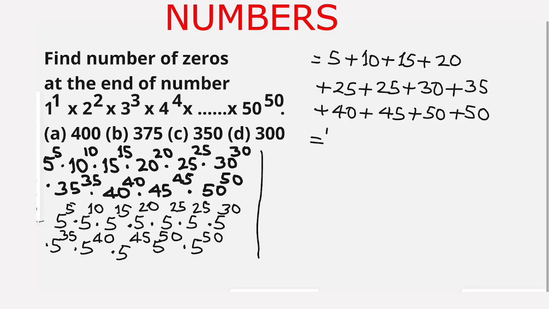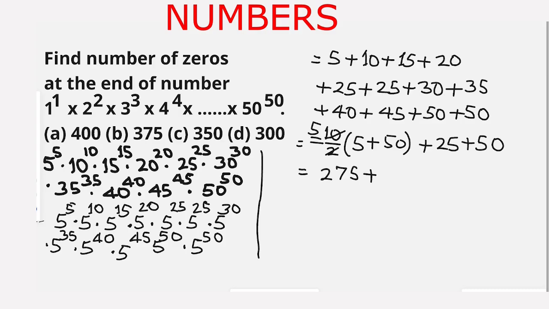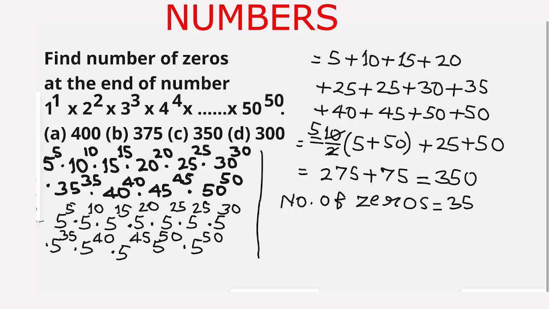So that will be the sum of an AP, and this is n by 2, which is 10 by 2 into the first number 5 plus the last number 50, plus 125 we had taken out of it and 150 we had taken out of it. So this will be 5 times 55, which is 275, plus 25 plus 50 is 75, and this is equal to 350. So the total number of powers of 5 is 350, and that will be the power of 10 in the given number. So the number of zeros is 350, and from the given options our answer is option C, 350.